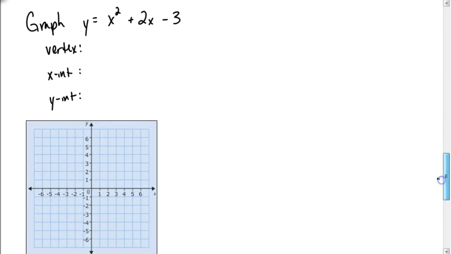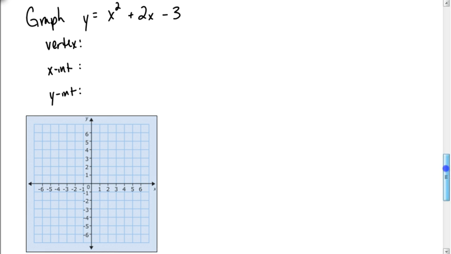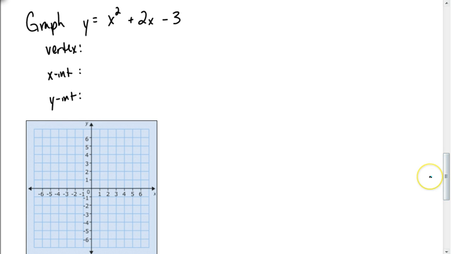So I want you guys to try this one on your own. y equals x squared plus 2x minus 3. I want you to graph that by finding the vertex, the x-intercept, the y-intercept. Like I said, find all those pieces, put them on the grid, and then graph it. So pause the video and hit play when you're ready to check your answer.